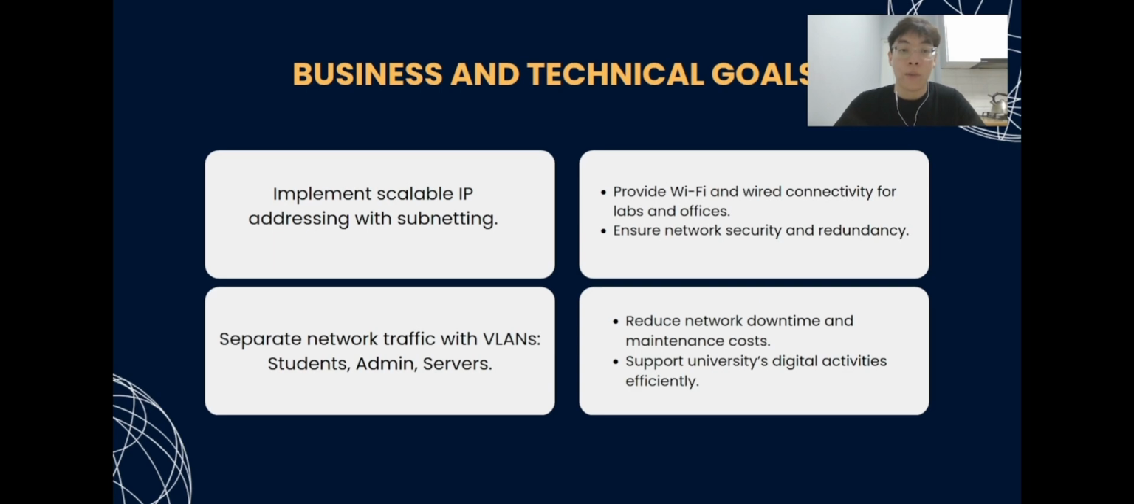Here are our business and technical goals. The first goal was to implement scalable IP addressing with subnetting. The next goal was to separate network traffic with LANs: for students, one network traffic, for admin another network traffic, and etc. We want to provide Wi-Fi and wired connectivity for labs and offices, and ensure network security and redundancy. And here we reduce network downtime and maintenance cost. The last goal was to support the university's digital activities efficiently.